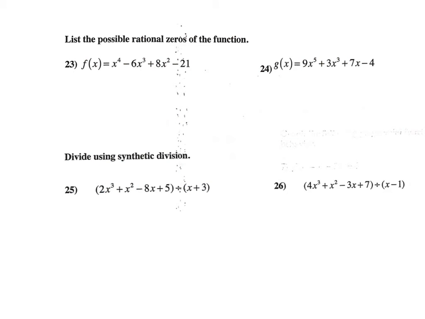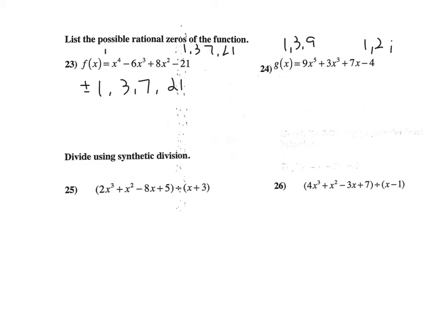All right, 23 and 24, just make a list of the possible rational zeros. On this one, because the first number is 1, that's all you have to worry about. 21 is 1, 3, 7, 21. So I get plus or minus 1 over 1, 3 over 1, 7 over 1, 21 over 1. That's all you have to do. On 24, you have a 9 first, which is going to make it a little more complicated.